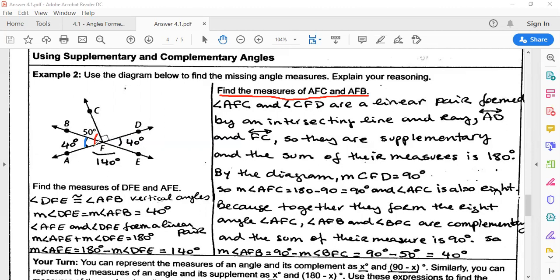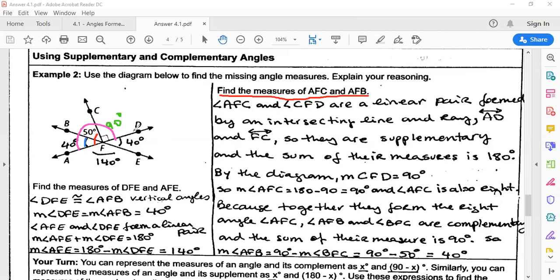So this is 90 degrees. This is 90 degrees, right? This part here is 50. And then I know that this whole section right here is a straight angle.